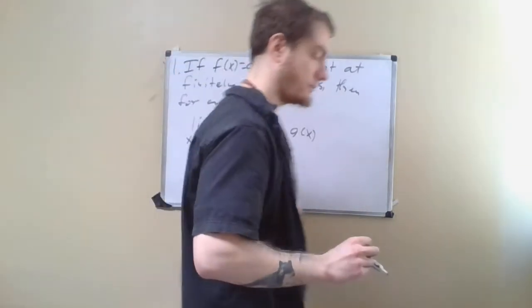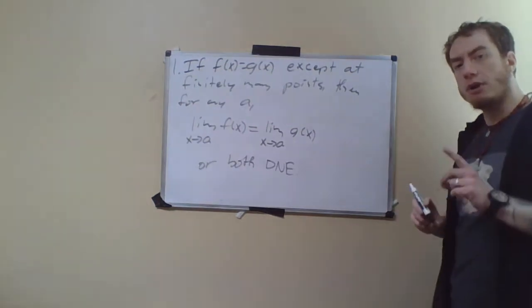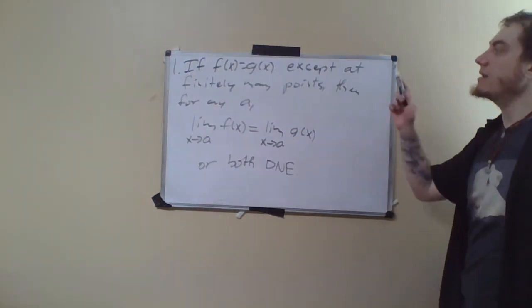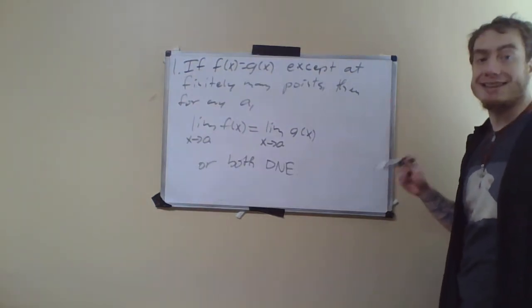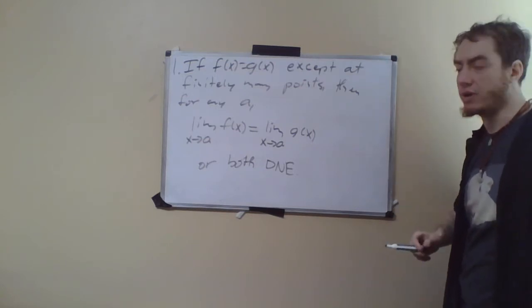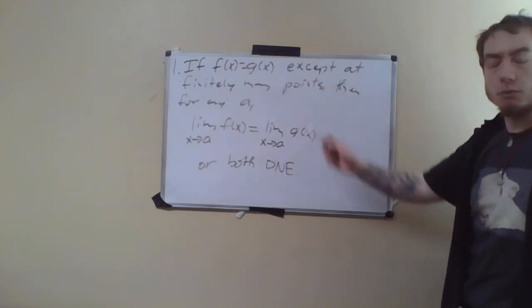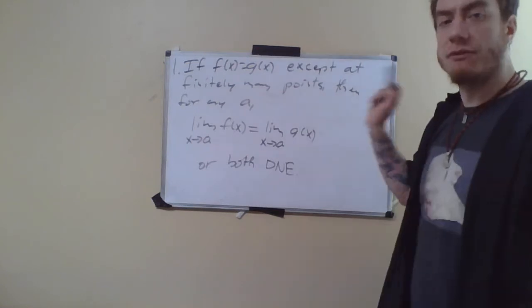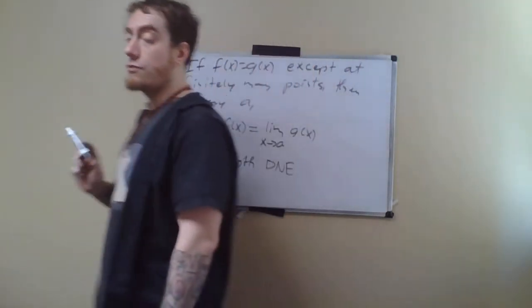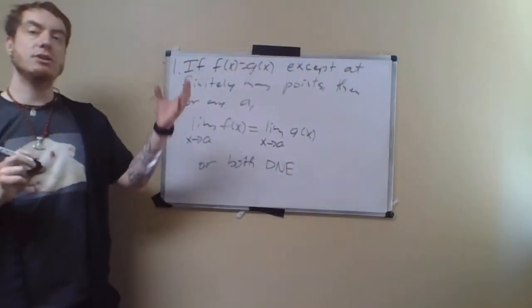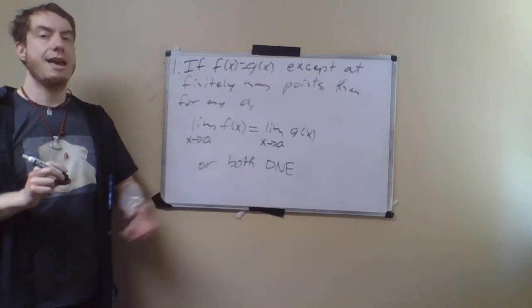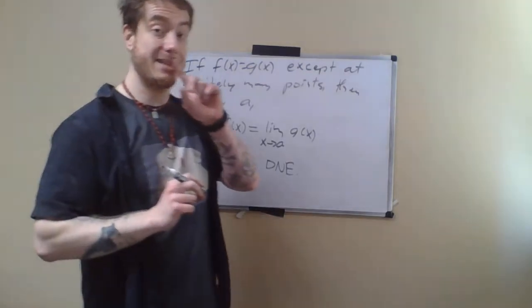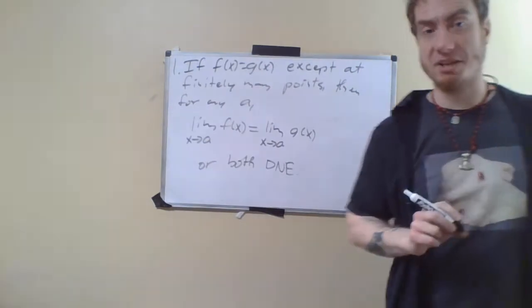What's important about this is it tells me if I have two functions and they're identical except at a finite number of points, I can work with whichever function is more convenient for me to use and calculate the limits for the easier one, and I know that it's the same as the limit for the more complicated one.